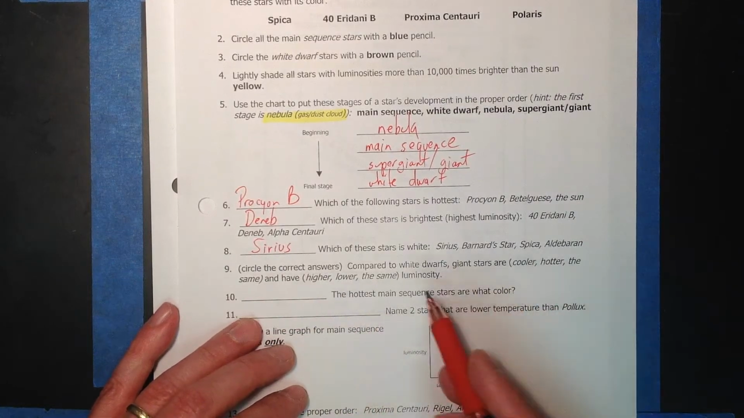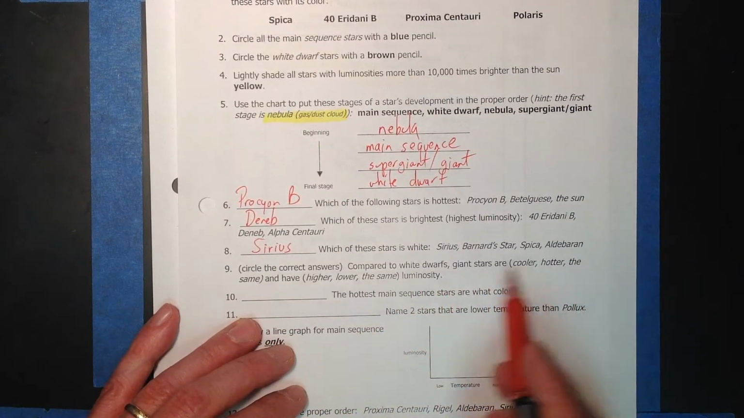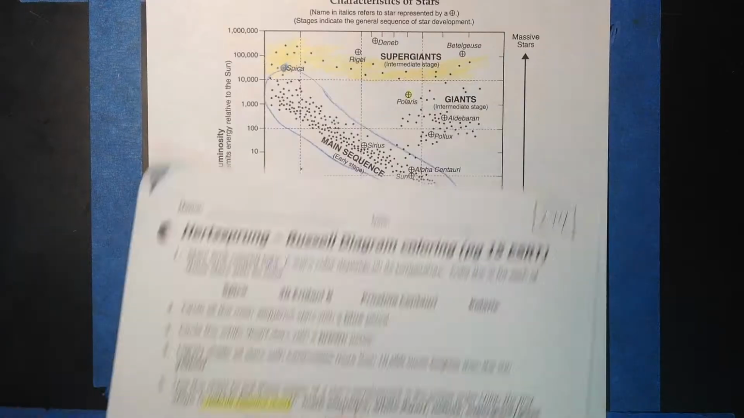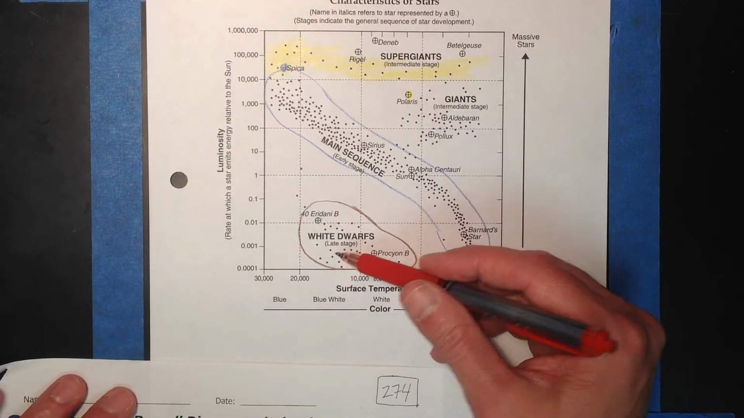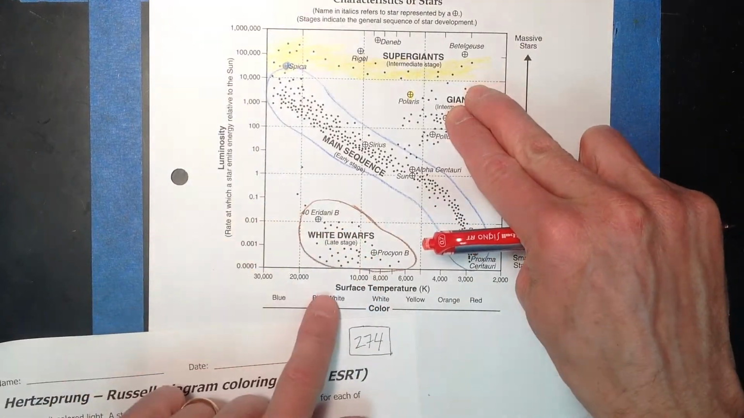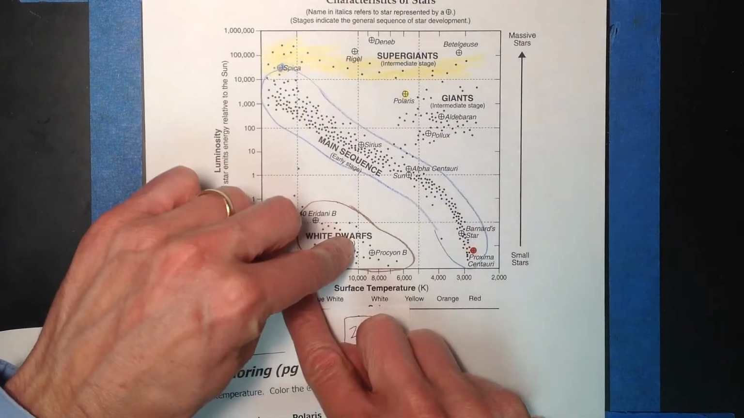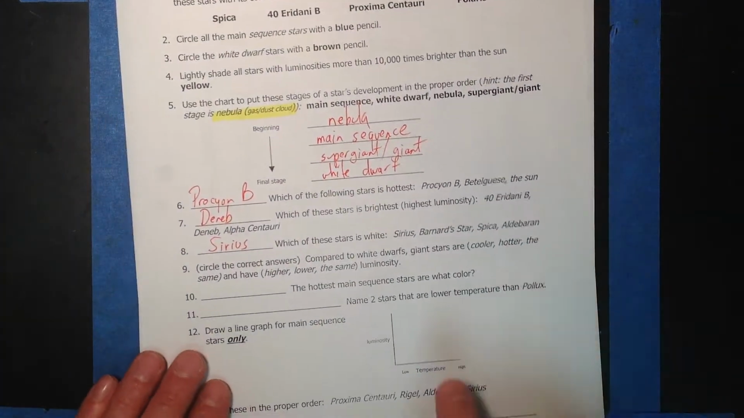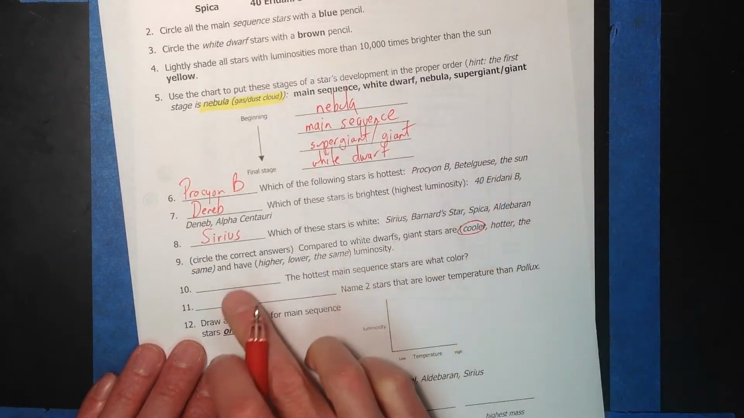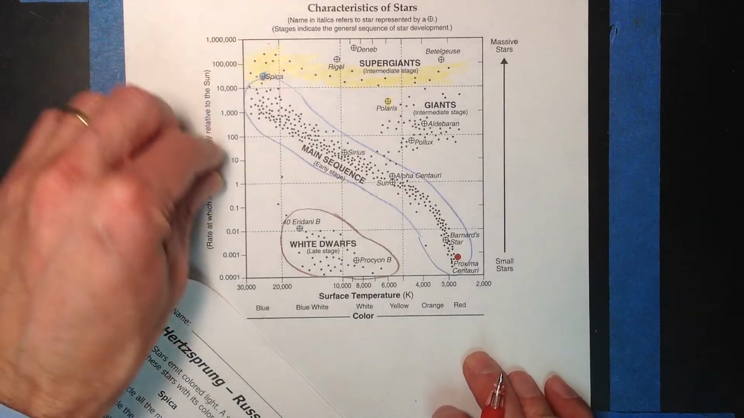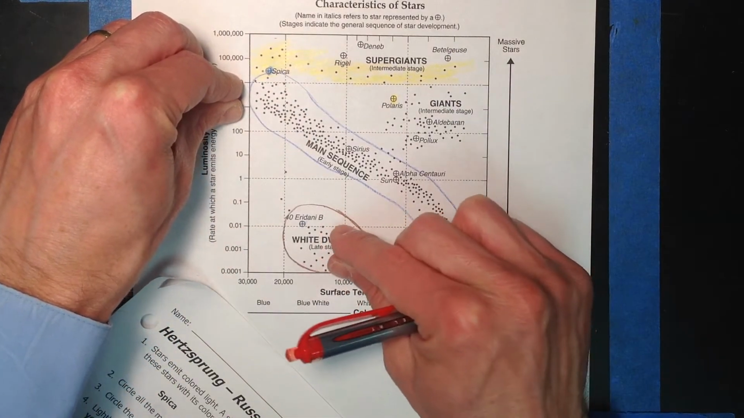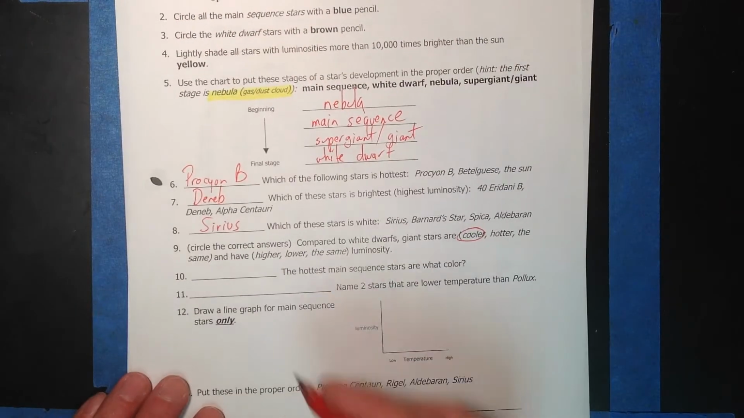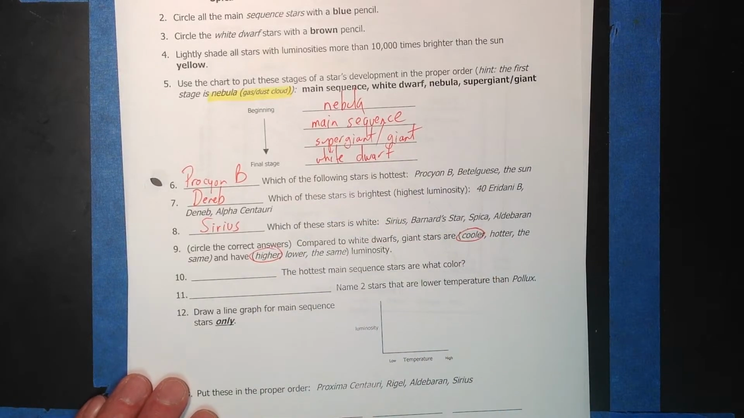9. Circle the correct answers. Okay, so it's kind of multiple choice. Compared to the white dwarfs, giant stars, are they cooler, hotter, the same temperature, and have higher or lower, same luminosities? Okay, so I'm comparing white dwarfs and giant stars temperature-wise. White dwarfs are here, giants are here. So, white dwarfs are going to be hotter. If you look, the scale goes this way. White dwarfs are hotter than giants. Yeah, white dwarfs are hotter, giants are cooler. So, compared to white dwarfs, giants are going to be cooler, and compared to their luminosities here, giants are higher up. White dwarfs are down here, so these are kind of not as bright. So giants are going to be brighter, which would mean in this case a higher luminosity. Okay, so you got to circle those two.